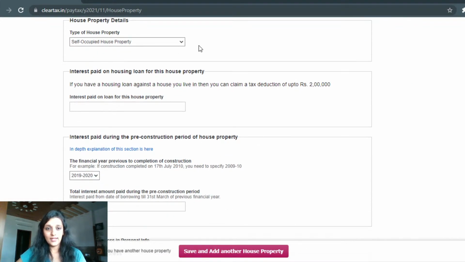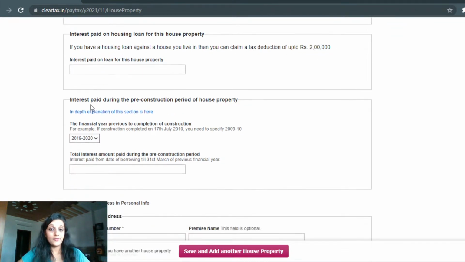Click here to add your house property details. In this you can see there are three types of house property options present. Whatever house property you own, accordingly select that and proceed. If it is self-occupied and you have a home loan on that, then enter the interest paid on the home loan, and that will be a maximum deduction of up to rupees 2 lakh.